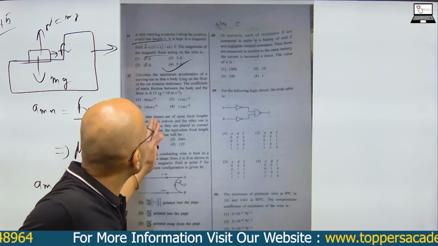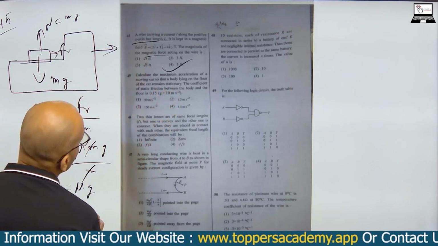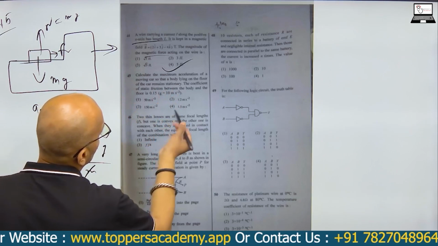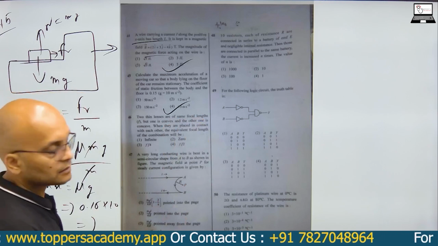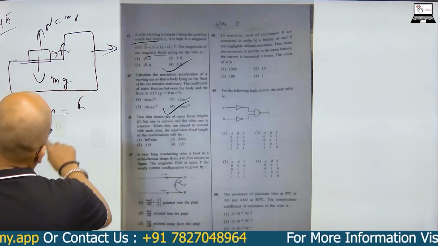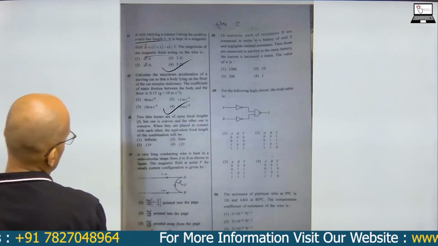Mu is given to us as 0.15. G is 10. So the answer is 1.5. Okay. Very basic question. Till class 9th level. Anyway.